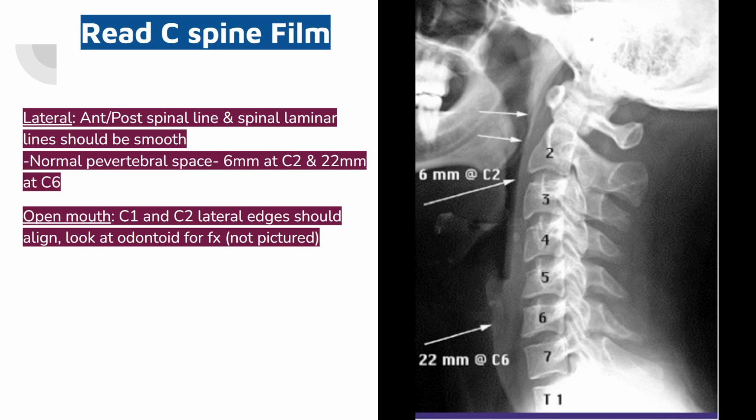You should have a normal prevertebral space. The mnemonic is 6 millimeters at C2 and 22 millimeters at C6, which is marked here, okay? In the open mouth view, you can see C1 and C2, and those should align, good for finding an odontoid fracture.